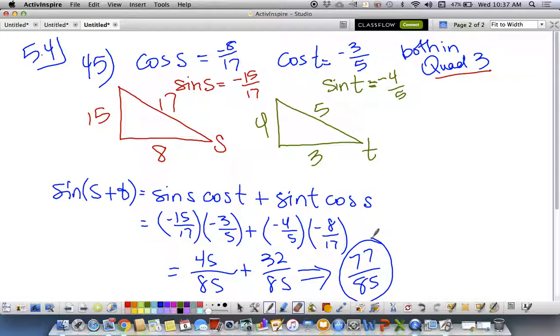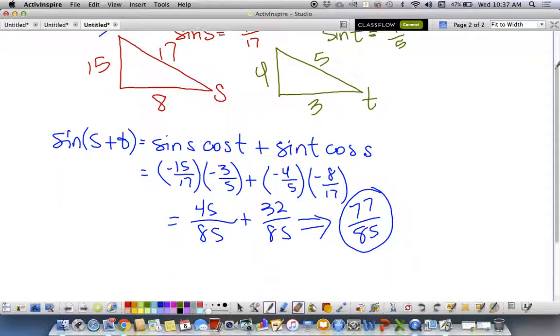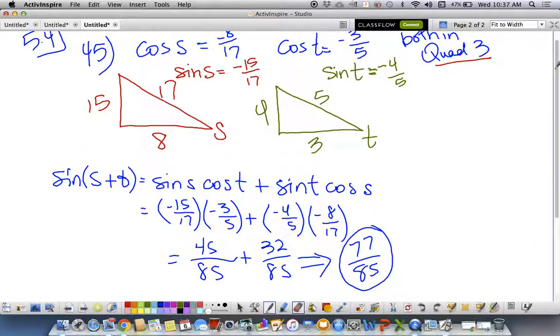Then they want you to know, what is tangent of S plus T? Okay? So I'm going to scroll. Actually, I'm not going to scroll, because I'm going to use those same exact triangles I just drew. Because what's the formula for tangent if I go over here and write it really small?